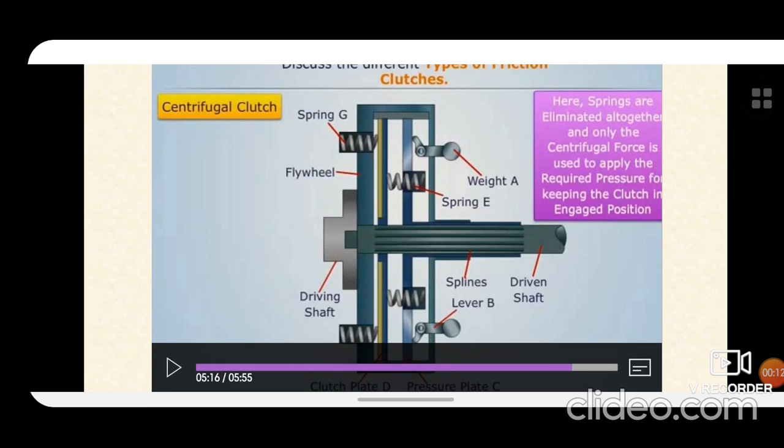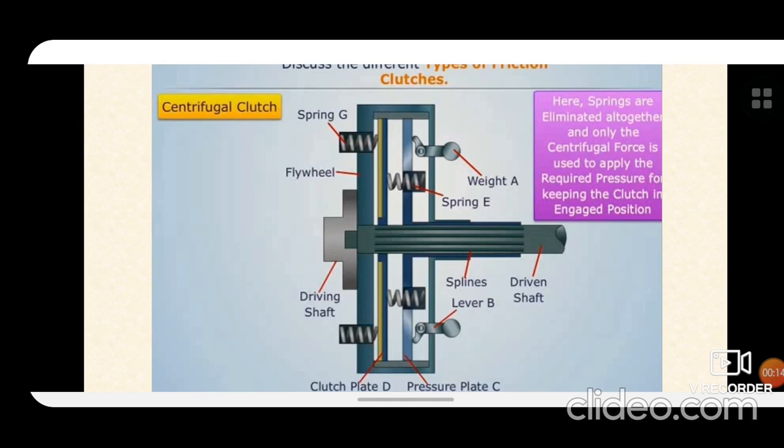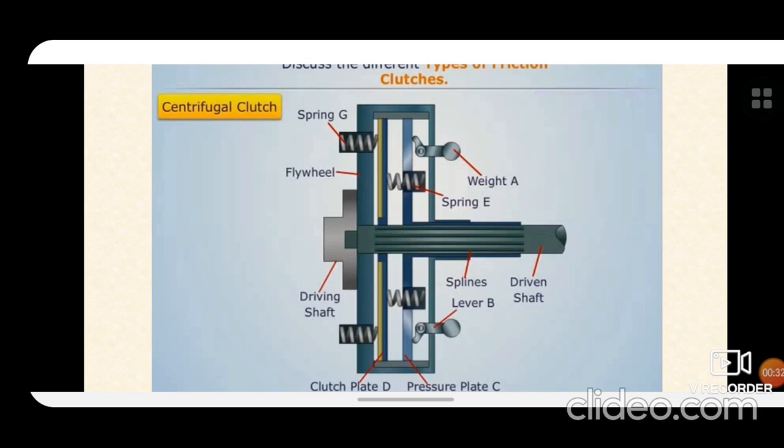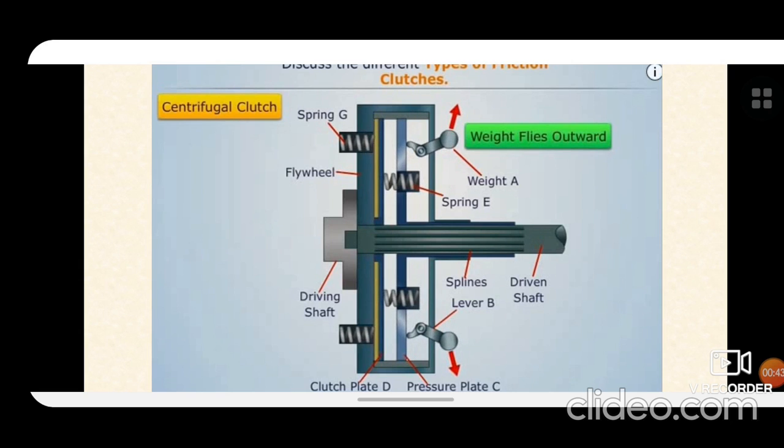In case of centrifugal clutch, in the fully centrifugal type of clutches, the springs are eliminated altogether and only the centrifugal force is used to apply the required pressure for keeping the clutch in the engaged position. The advantage of centrifugal clutch is that no separate clutch pedal is required. The clutch is operated automatically depending upon the engine speed.